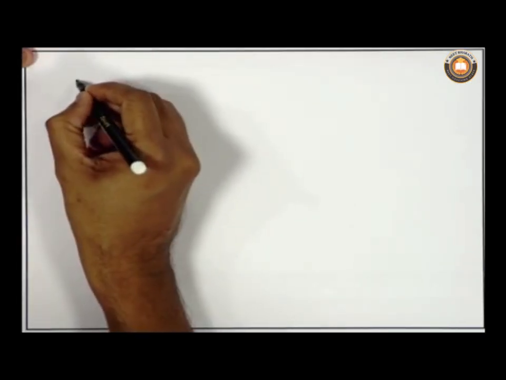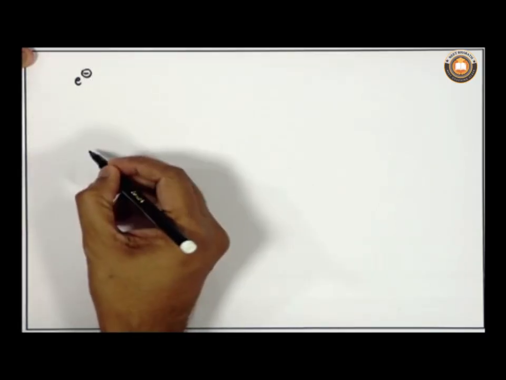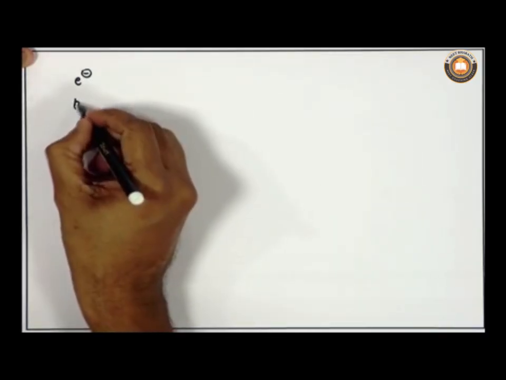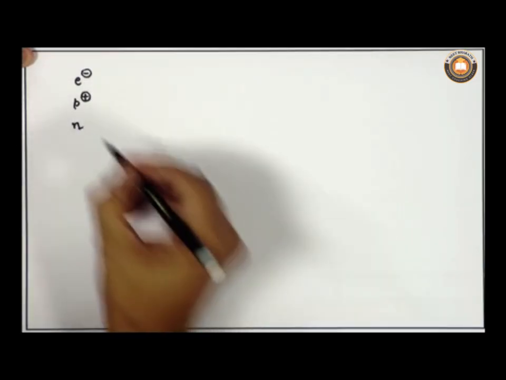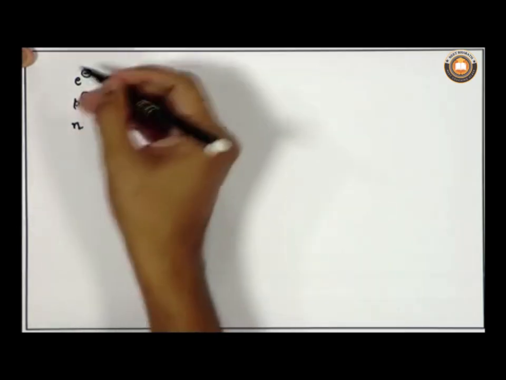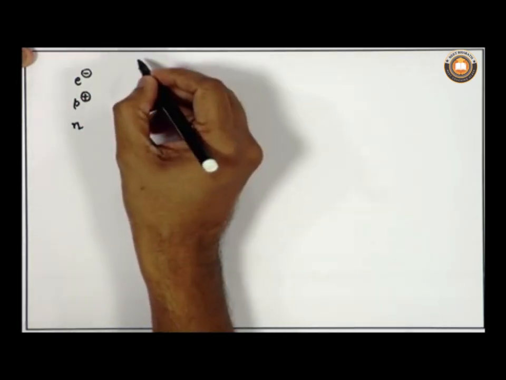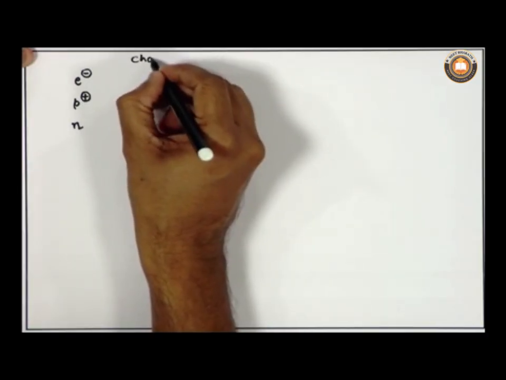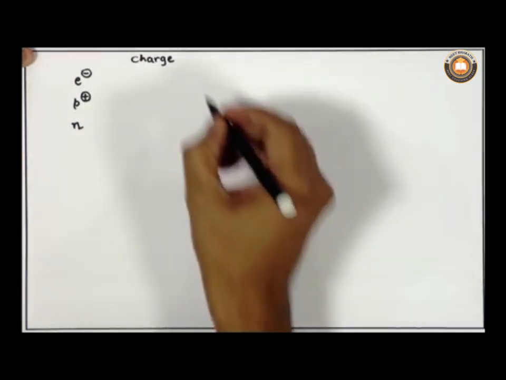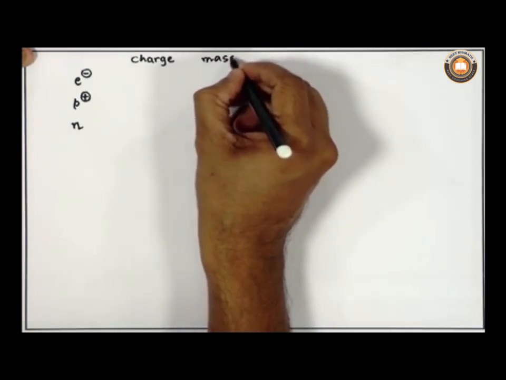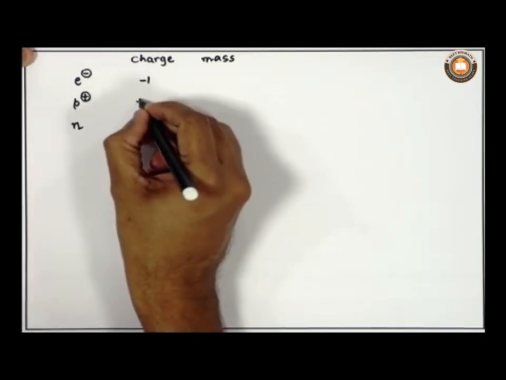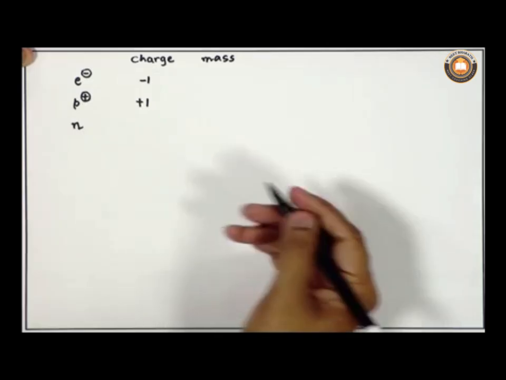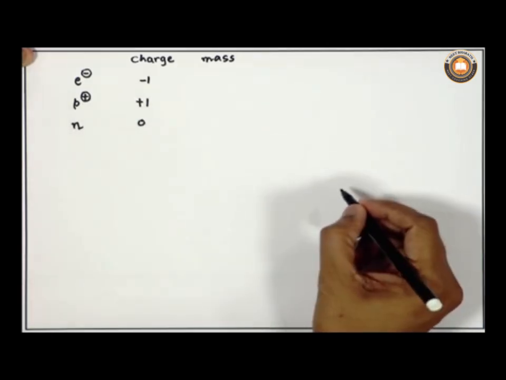Let us summarize first before we start any further. We discussed electron, I call it e minus. Then we also had proton, I call it p plus, and then we discussed the neutron, n. These are the 3 fundamental particles that we discussed. Let us make this table. We have charge, we have mass. If you remember, electron had a relative charge of -1, proton had a relative charge of +1, and neutron is a neutral particle. So, there is no charge, charge is 0.